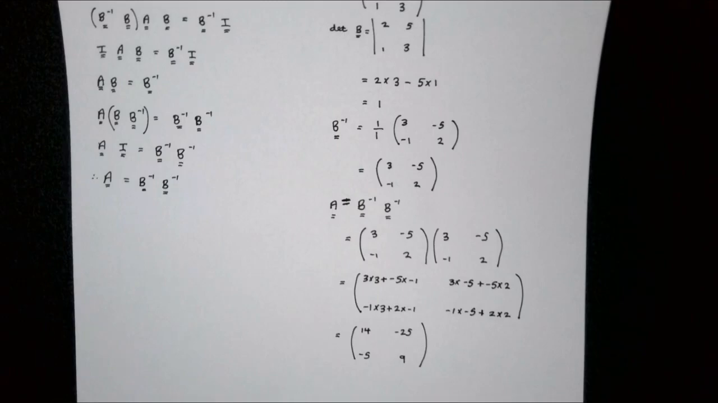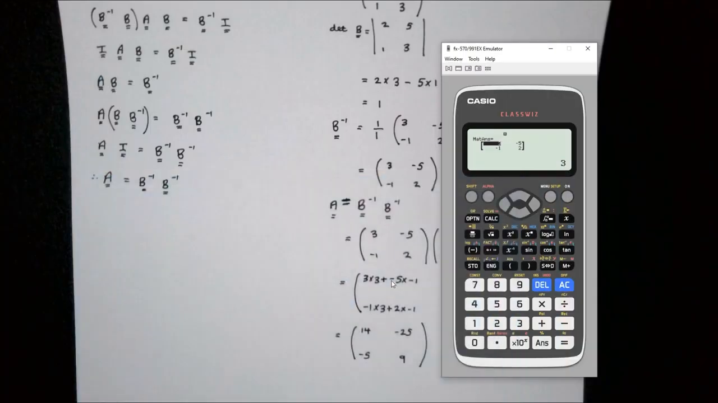Now you'll notice over here, this is stored into matrix answer. So if we load up that matrix answer, and then if we multiply this by matrix answer, so we're multiplying inverse of B times inverse of B, you can see here we get 14, minus 25, minus 5 and 9. So that will be a good way of showing your working.